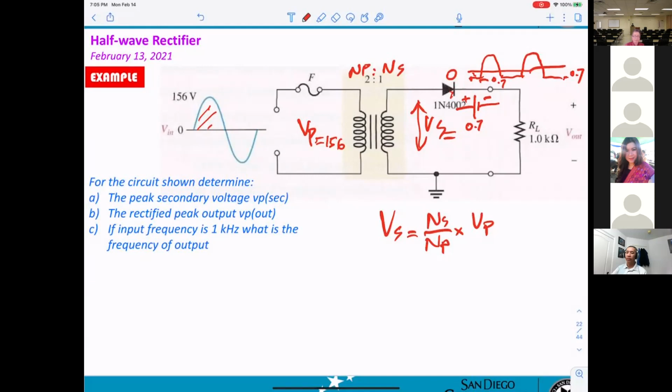Hey, Mr. Pham, if I could just ask one question. For the purpose of the recording tape, can you write down the answers A, B, and C so we can see it on the recording? A is 78, B is 77.3. Big secondary here. You got 78, I believe it was. And then the rectified output is 77.3. 78 minus 0.7 is 77.3.